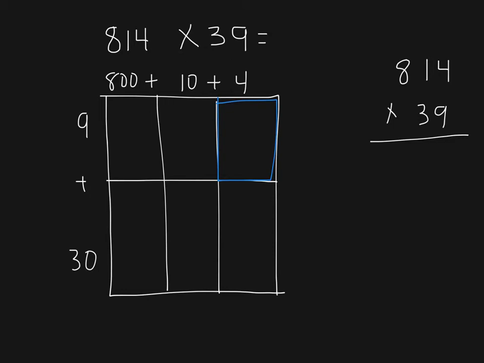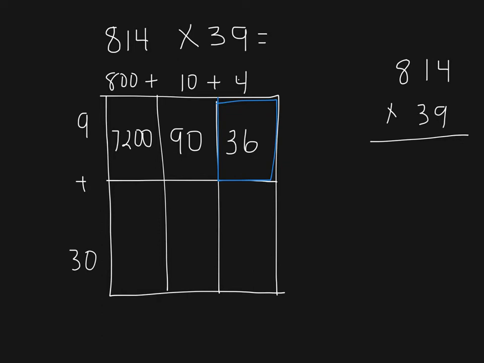And 9 times 4 will be 36 ones. 9 times 10 will be 90, or 9 tens, and 9 times 800 will be 72 hundreds, or 7,200.